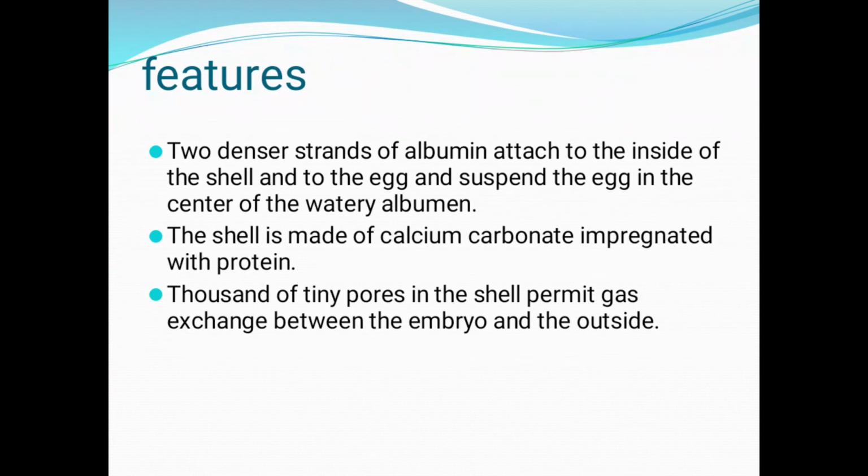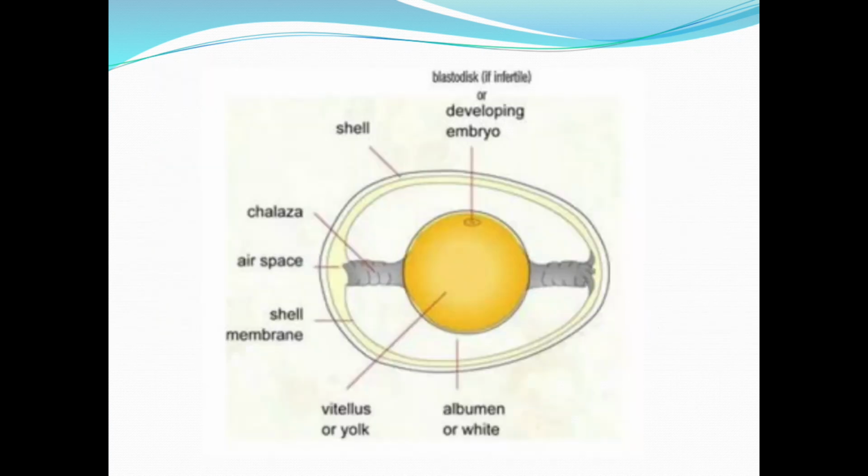In addition, a denser strand of albumin is attached to the inside of the shell and to the egg, and suspends the egg in the center of the watery albumin. The shell is made up of calcium carbonate impregnated with protein. Thousands of tiny pores in the shell permit gas exchange between the embryo and the outside. As you can see in the picture, at the center the yolk is present, and an albumin or white portion surrounds the embryo and protects it from any mechanical damage.